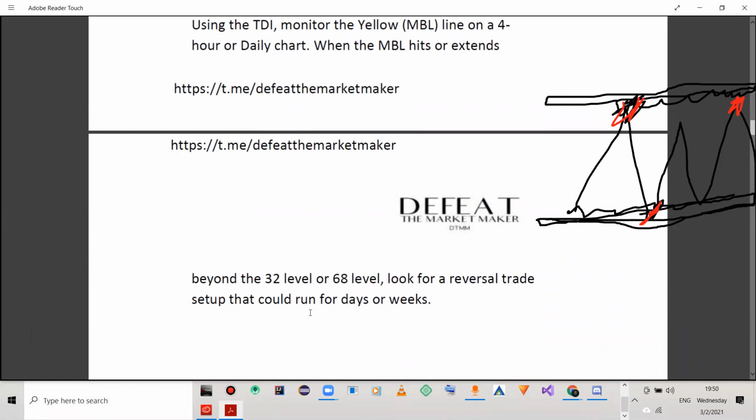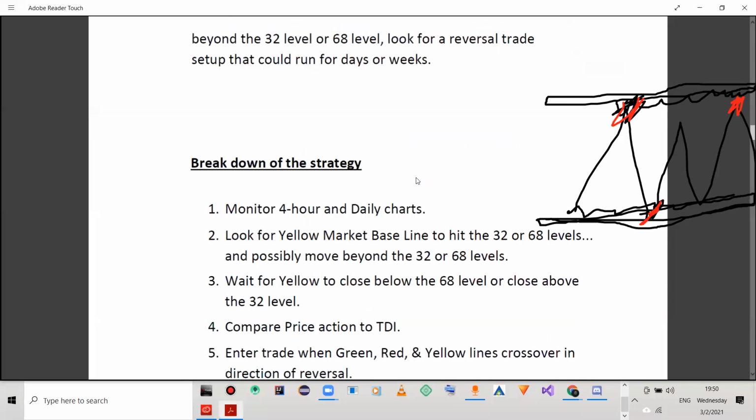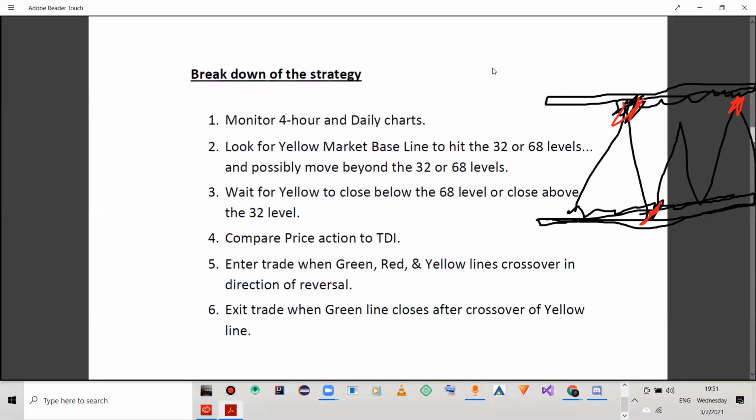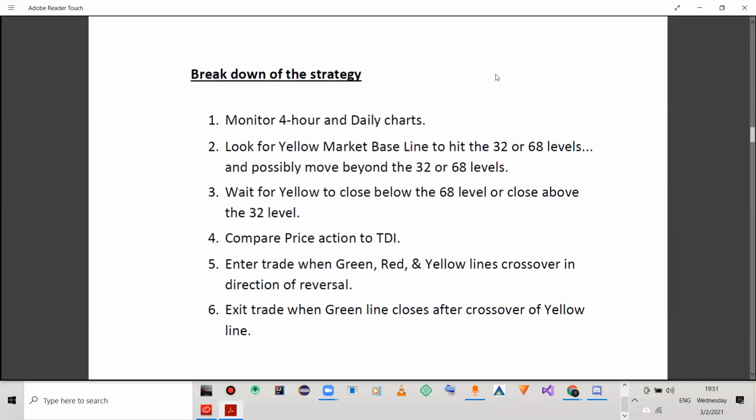Look for a reversal trade setup that could run for days or weeks. The days are for the swing trades and the weeks are for the position trades. So that's how money is made. I now need you to not do anything but have your pen and your notebook where you have been writing the TDI notes, and I want you to take down the breakdown of the strategy.